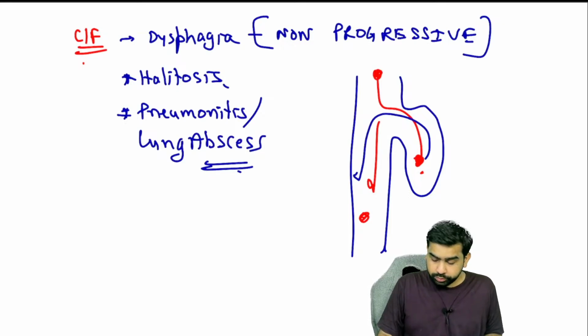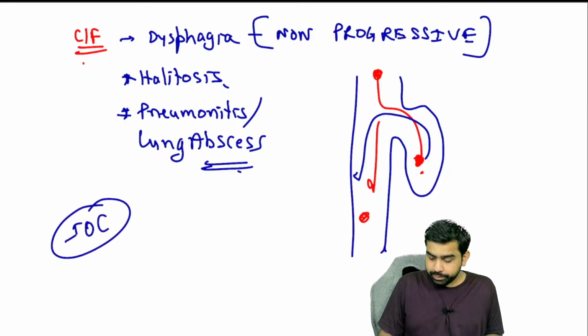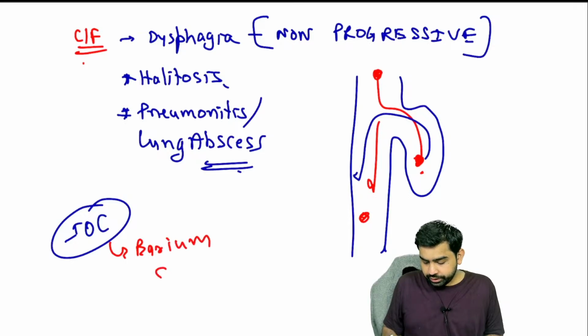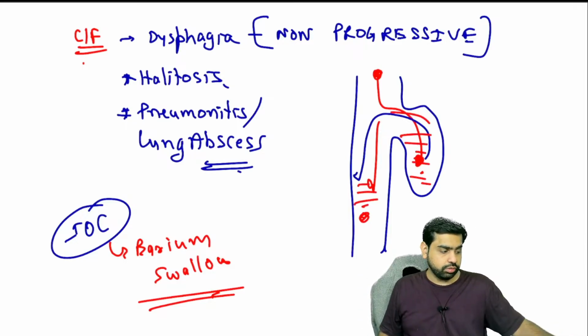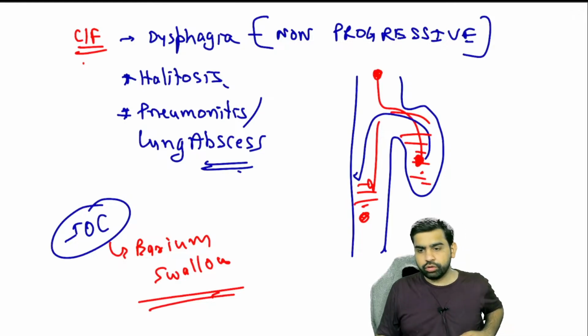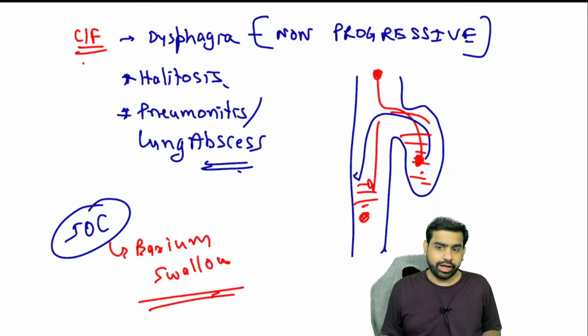So this is about the clinical features. What about the investigation of choice? The investigation of choice is your barium swallow. In the barium swallow, what are you going to find? You're going to find that there's a dye which is entering into the esophagus, as well as entering into this diverticulum. So barium swallow is the investigation of choice to diagnose this.